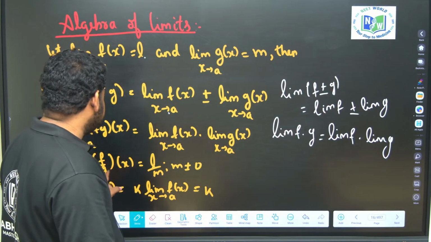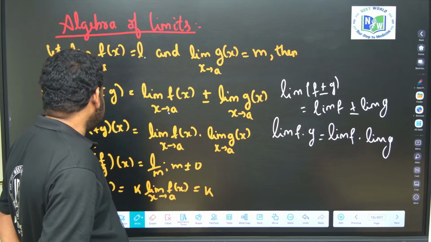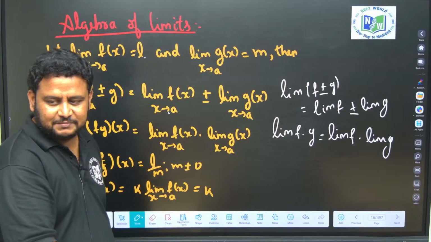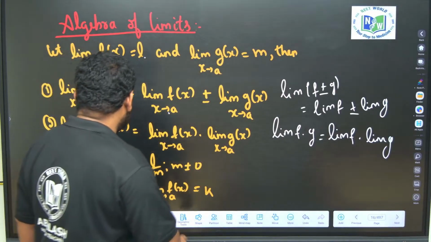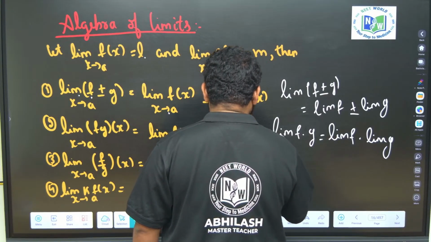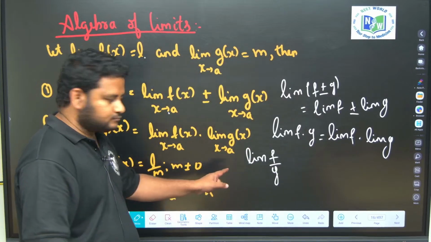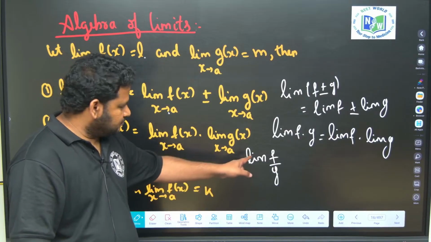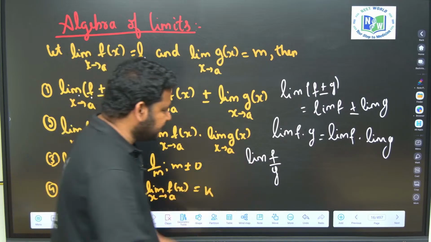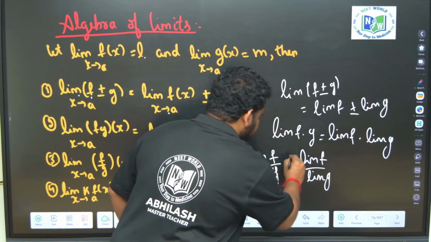But be careful, this one: limit f by g, can it be written as limit f by limit g? No, limit f by g cannot be written as limit f by limit g. Understand one thing. Focus here. So limit f by g should be written as limit f by g only. I cannot write it as limit f by limit g.